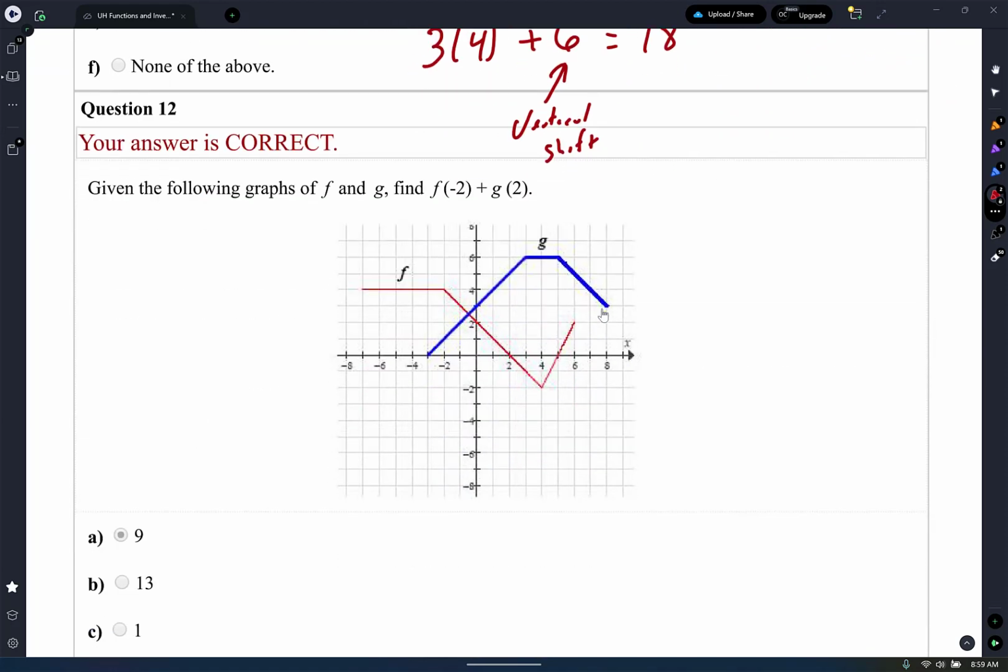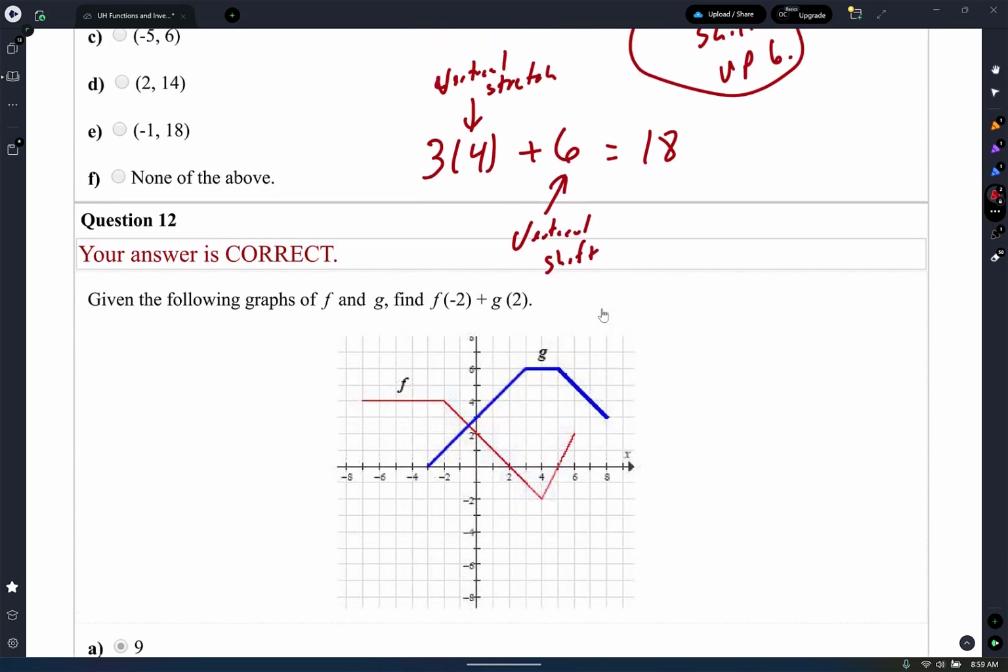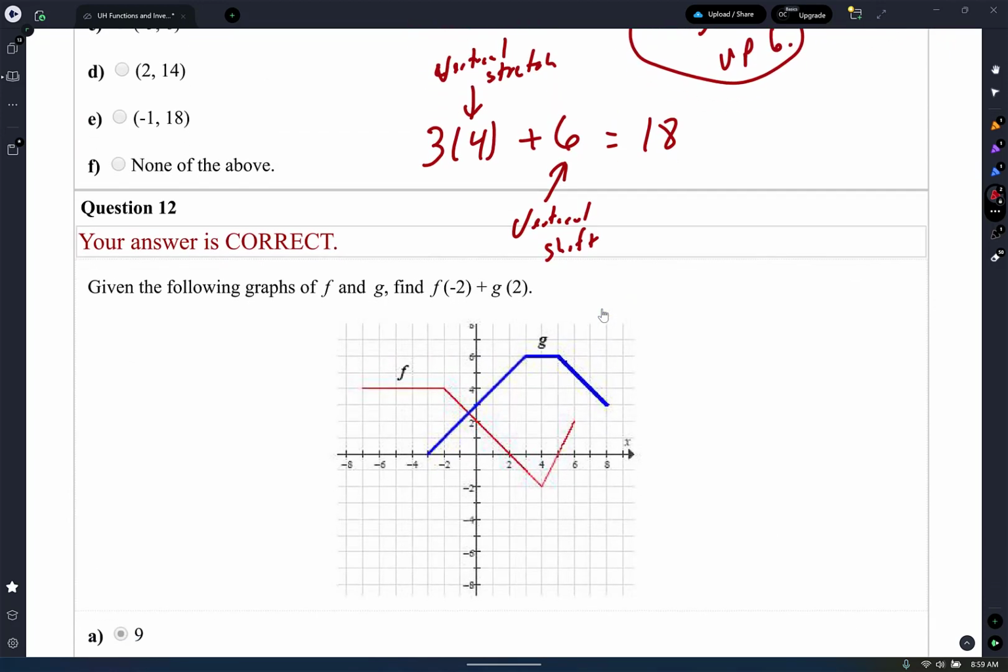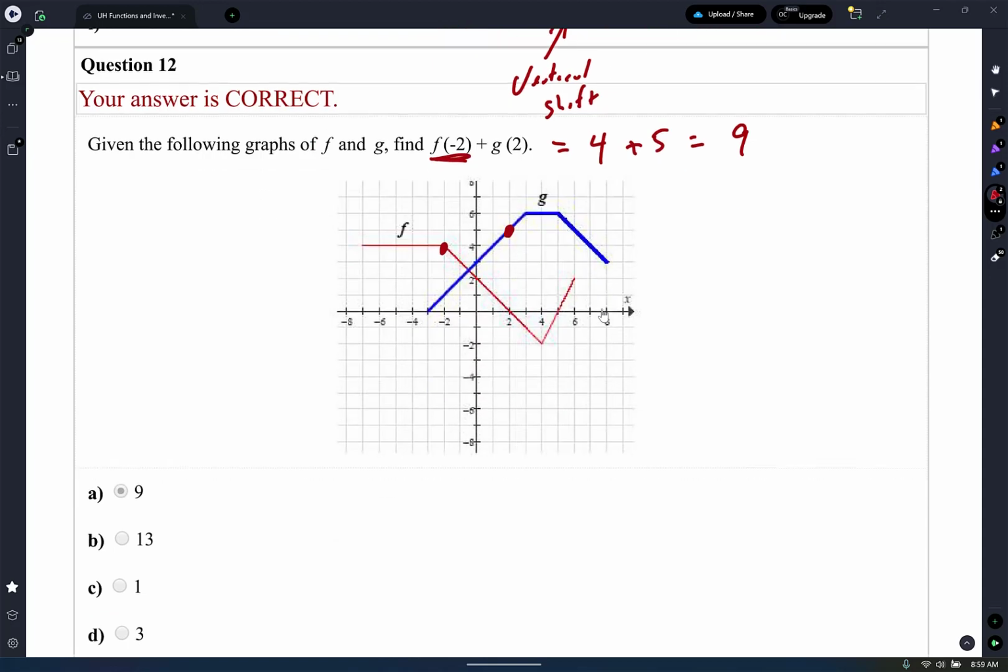This one's pretty straightforward. F of negative 2. You look at the F graph, go to negative 2. F of negative 2 seems to be 4. So 4, the y value. And now I'm going to go to G of 2. So go to the blue line. I know yours is not color-coded. That's okay. Go to the blue line. G of 2 seems to be 5. So there it is. 5 plus 4 is 9. And then we just go to 9.